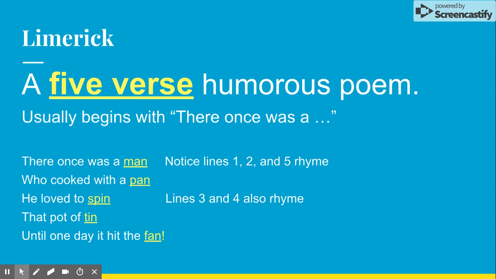A limerick is a 5-verse humorous poem and almost always begins with "there once was a something." So in this example, there once was a man who cooked with a pan. He loved to spin that pot of tin until one day it hit the fan. And it also follows a specific rhyming pattern. So you'll notice 1, 2, and 5 all have that same end rhyme. And then 3 and 4 also have a rhyme, but it's different from the other 3 lines. So we call this an A-A-B-B-A rhyming pattern. And we use the letters as kind of like a code for which rhyme we're talking about.